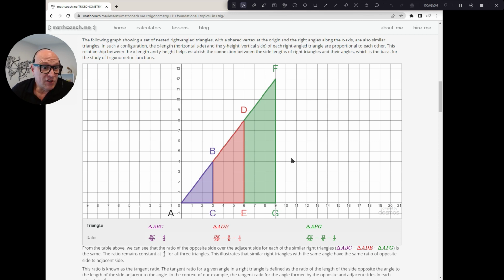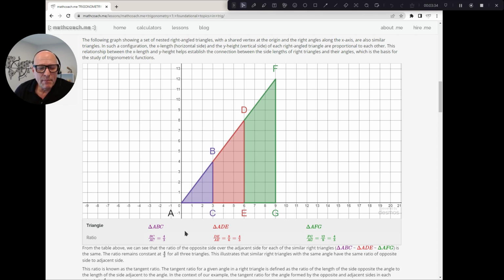Now, in addition to being nested right triangles, and because they are nested right triangles, they are also similar triangles. They all have a 90-degree angle. They all have a common angle at A, which means the angle at vertex B is equal to the angle at vertex D is equal to the angle at vertex F. So ABC is similar to ADE, which is similar to AFG.